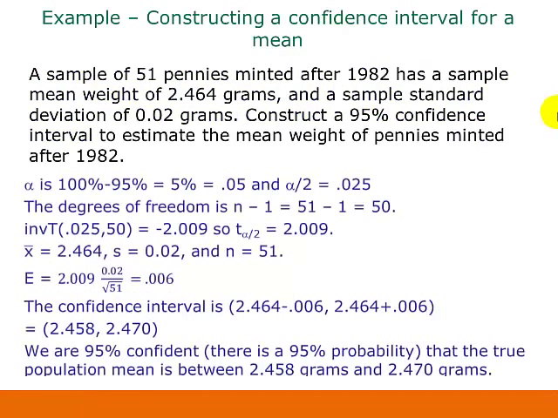Here's an example of constructing a confidence interval. A sample of 51 pennies minted after 1982 has a sample mean weight of 2.464 grams and a sample standard deviation of 0.02 grams. Construct a 95% confidence interval to estimate the mean weight of pennies minted after 1982.